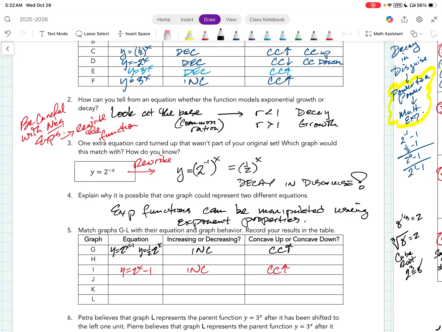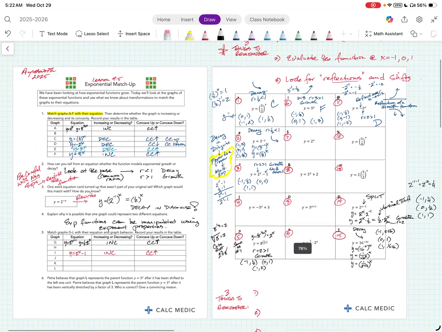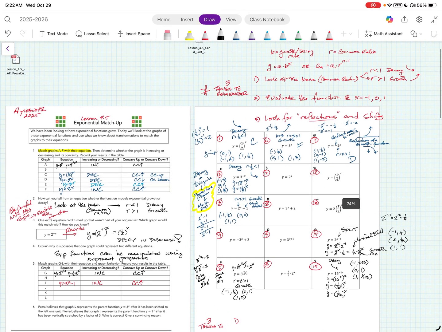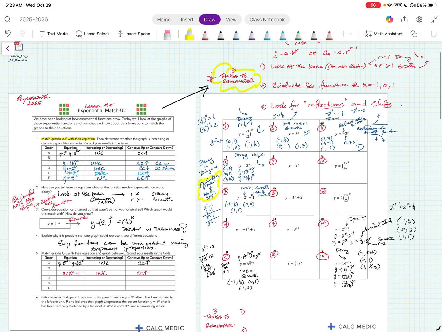All right. And again, I'm not going to go through every single one here, but you get the idea. You have to remember the three things that I said above when it comes to exponential functions here. So this part is really important. All right, remember these three things. You always look at the base or common ratio and see if it's growth or decay, but be careful of negative exponents. Evaluate the function at negative 1, 0, and 1 to match the graph, and also look for reflections and shifts. And that is the idea.